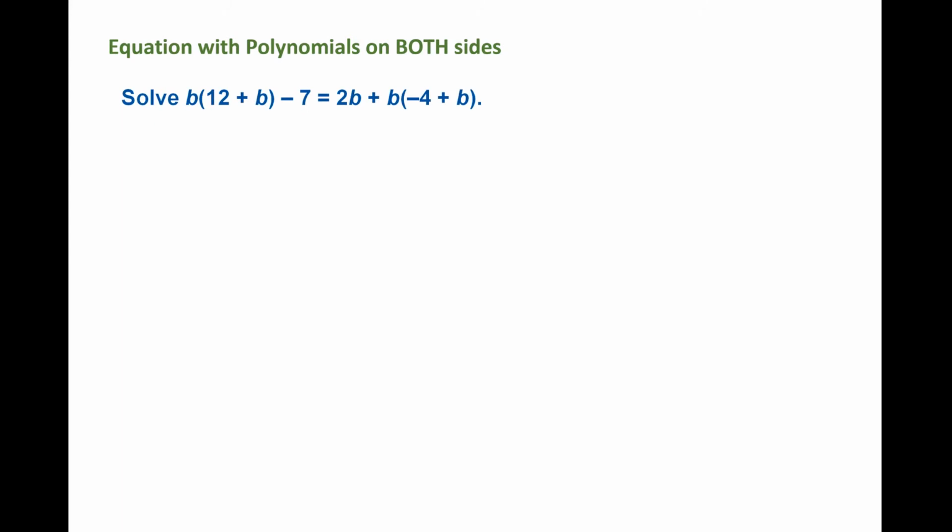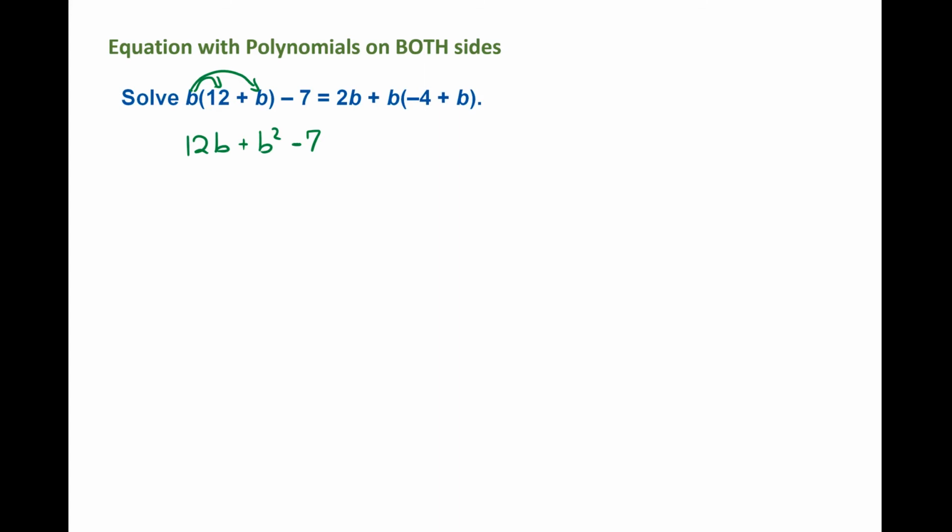Lastly, we're going to take this up a notch and solve an equation with polynomials on both sides. Okay, to do this, you first simplify both sides of the equation, and then we'll get b alone on one side. It's just like always. Simplify both sides first, and then solve for b. All right, so I have to distribute b on the left side. So I get 12b, which is b times 12, plus b squared, which is b times b. I then subtract 7.